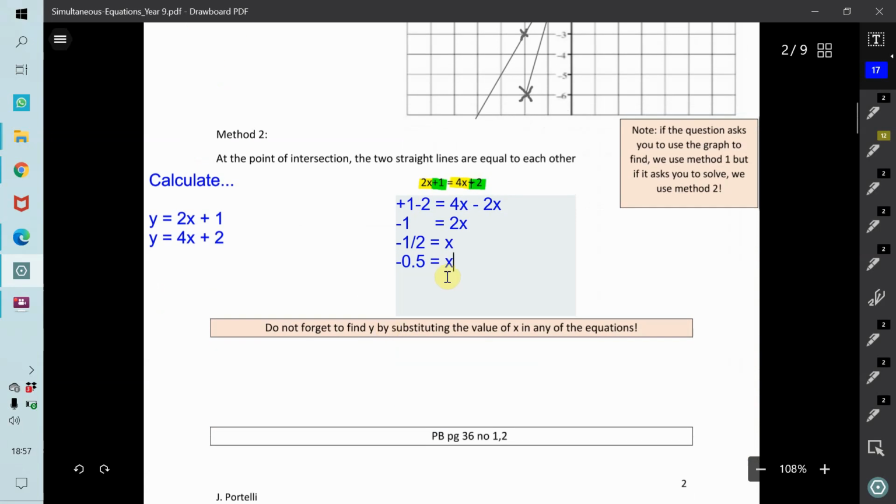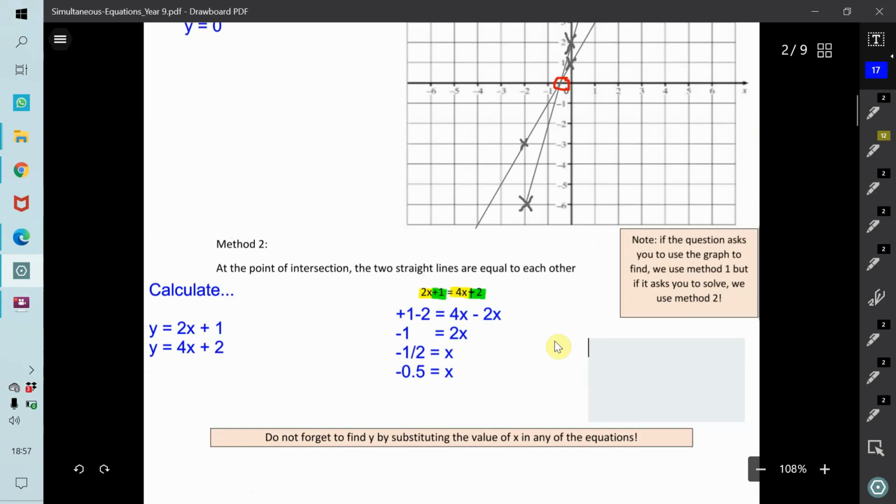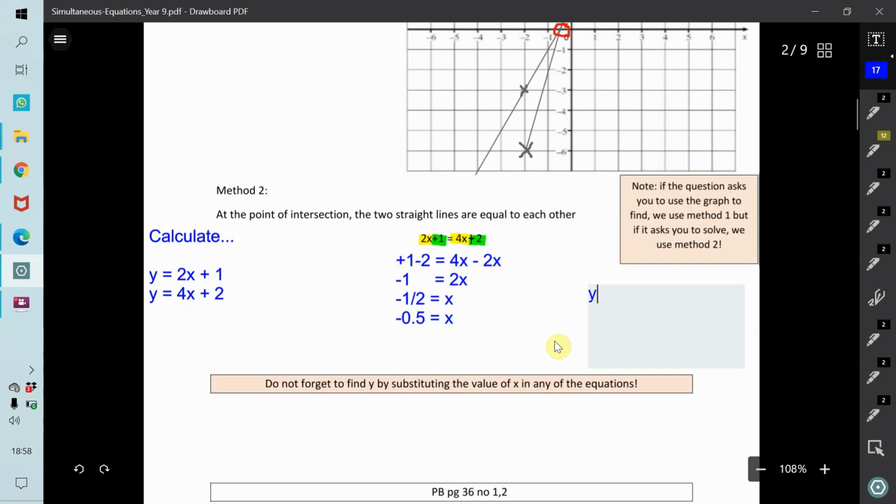Now I found the value of x, but I still need to find the value of y. For me to find the value of y, I choose whichever equation I want. Do I want to use the first one or the second one? It doesn't make a difference because at this particular point, they should both give you the same answer. So let's say I'm going to use the second one. Y equals 4x plus 2.